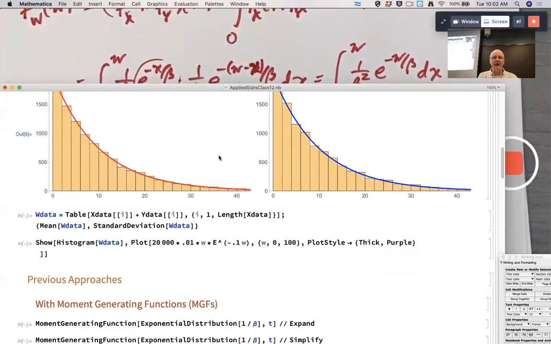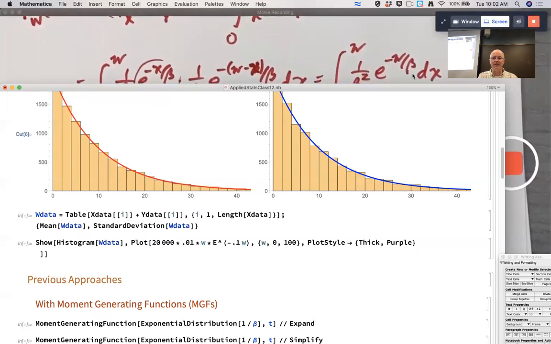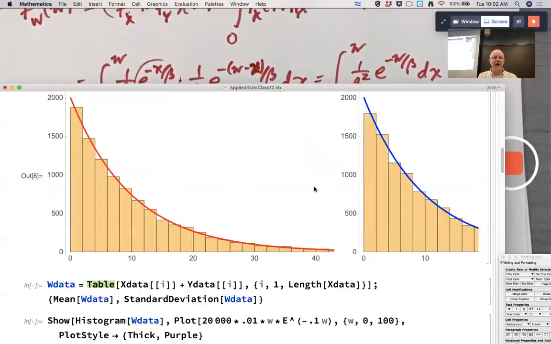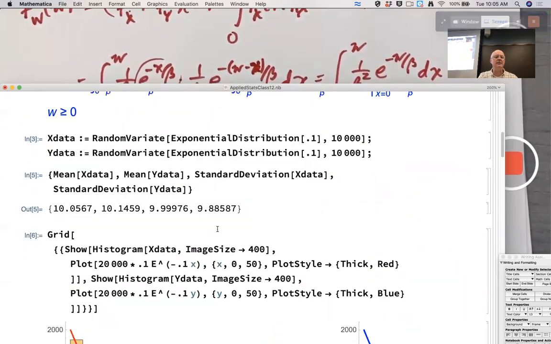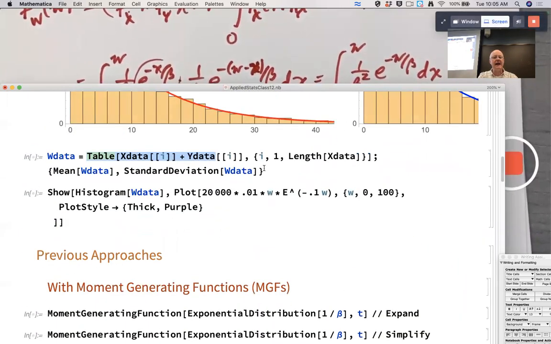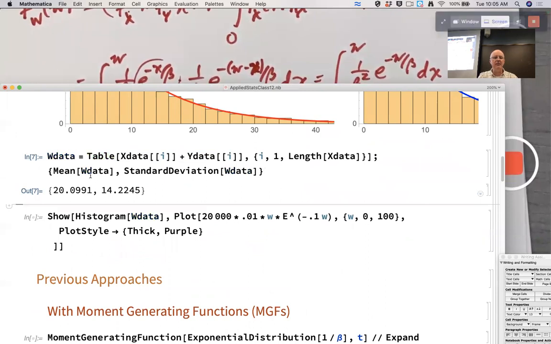W data, that's where I'm adding the x data and the y data. W is x plus y. I'm not doing that with random variate, but I'm doing it with table because I'm wanting to take the actual x data and y data that I got, although because I use colon equals, it'll probably redo it, and compute W data for the sum. It takes a little longer. And here I computed the mean and standard deviation. Notice 20. Hey, 10 plus 10. The mean of x and the mean of y are both 10. 10 plus 10 is 20. That's very close to 20.